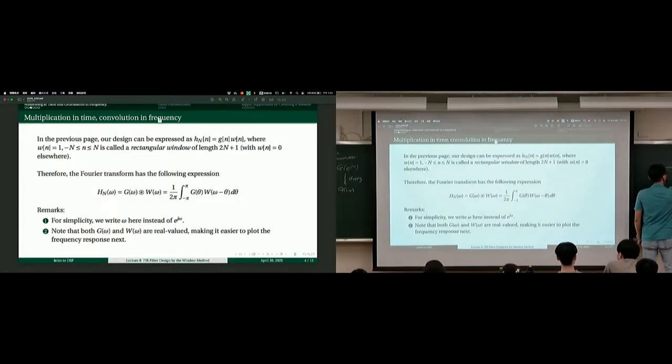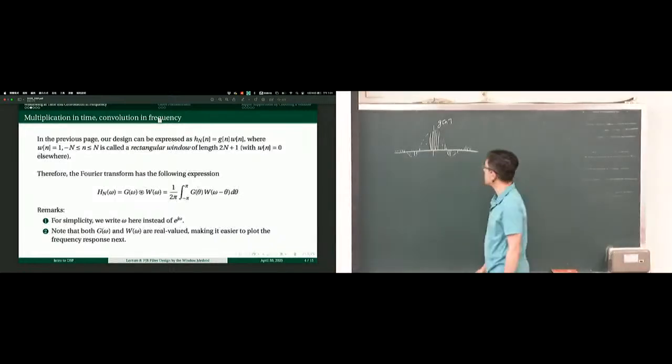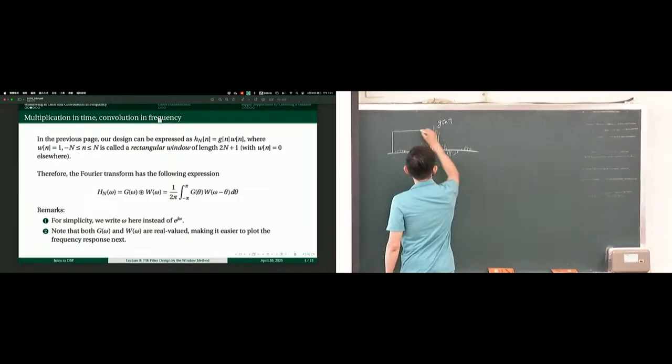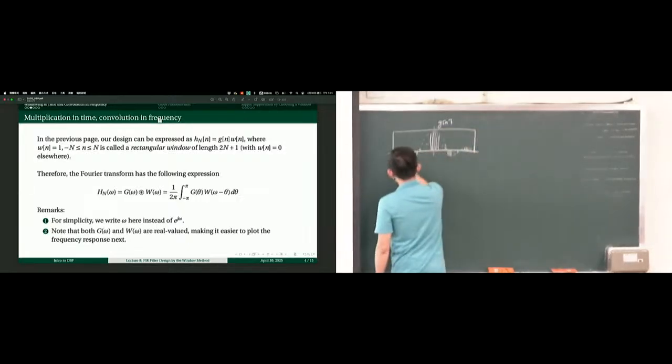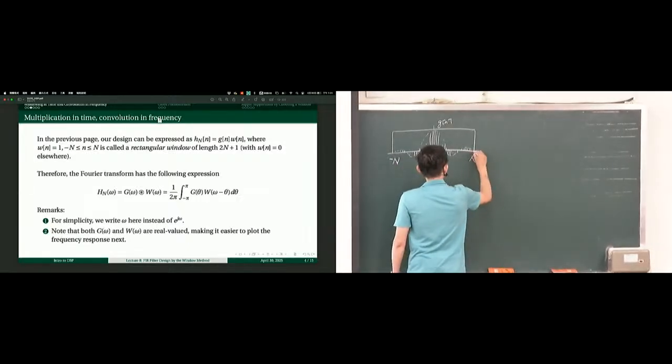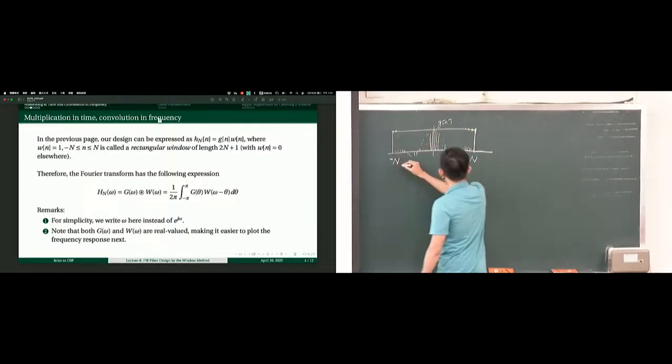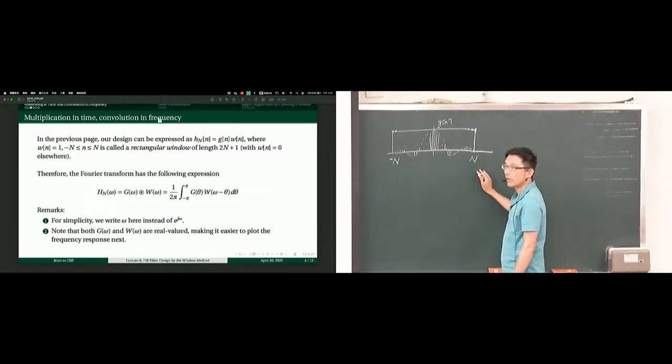It's actually a discrete time signal, which extends to the left and to the right infinitely. So that's g of n. And we take the middle part, let's say from minus N to N. And this is our rectangular window with all ones from minus N to N, and we have a length of 2N plus 1.